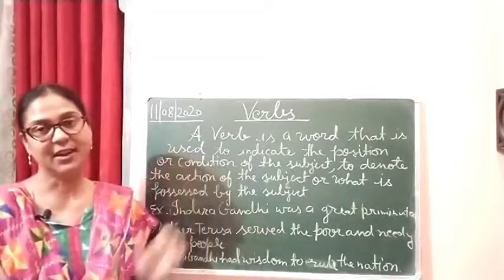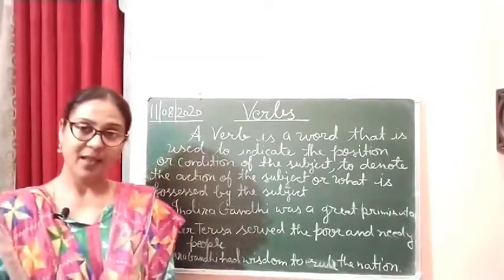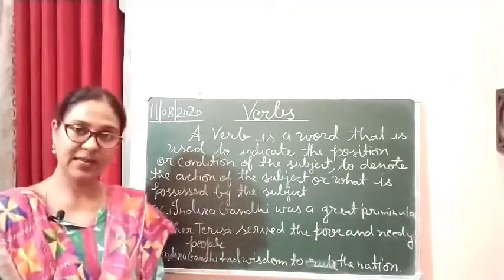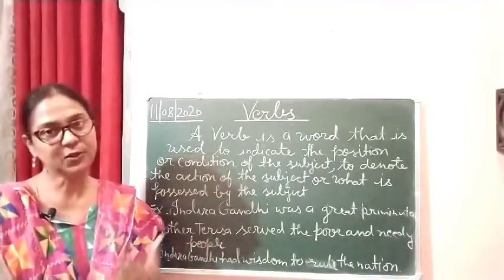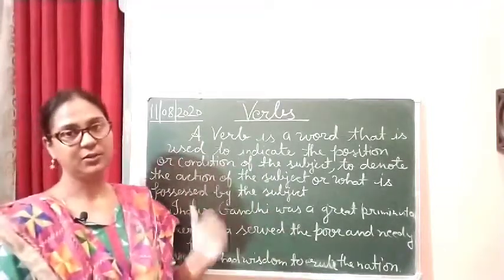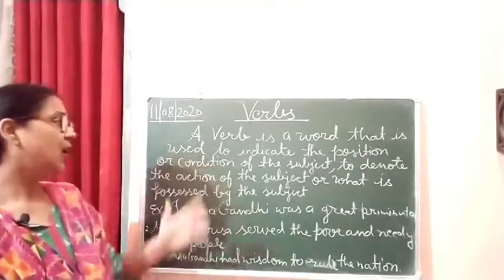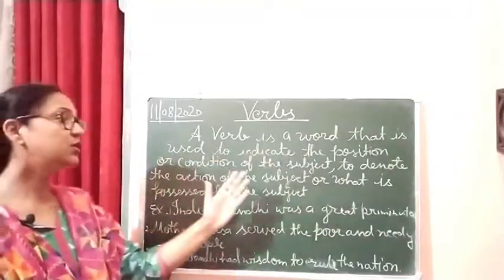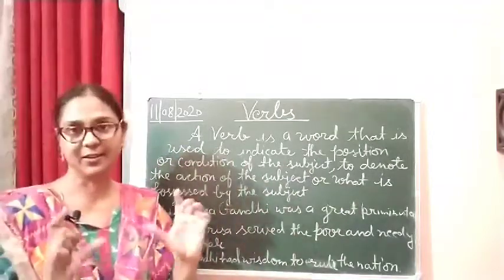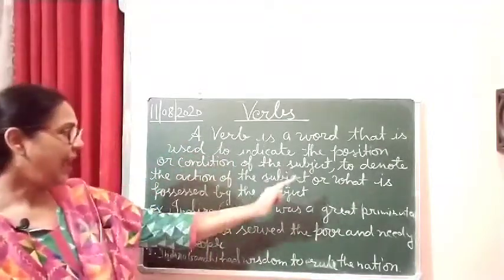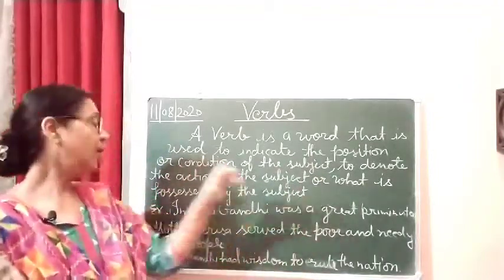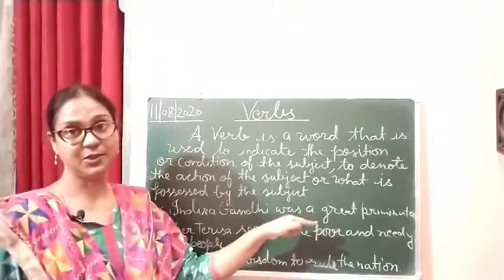Grammatically, what is the definition of verb? For this, I have given some examples also to understand this definition. First of all, we are going to learn the definition of verbs. A verb is a word that is used to indicate the position or condition of the subject and to denote the action of the subject or what is possessed by the subject.